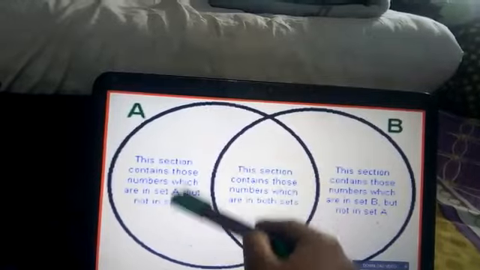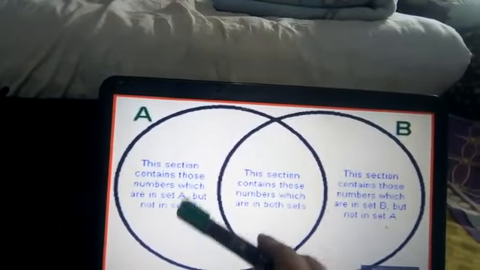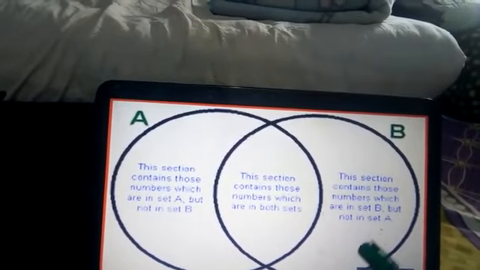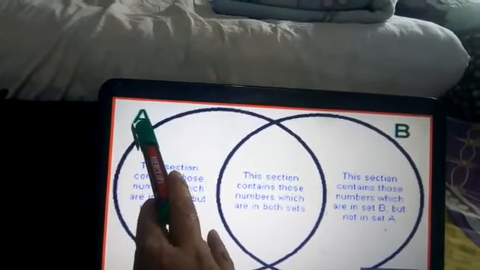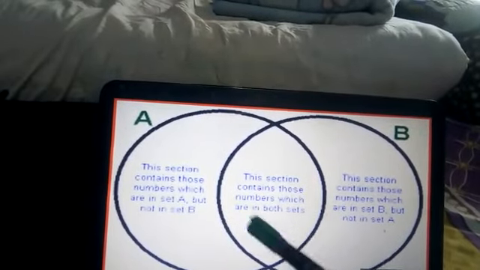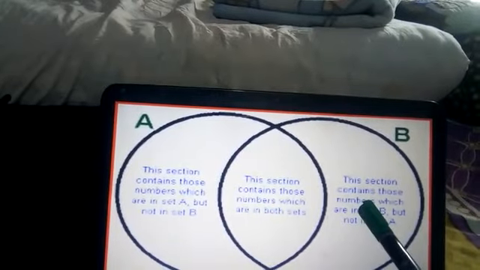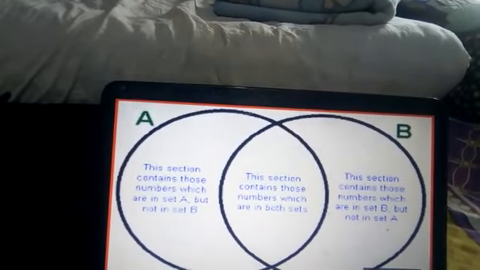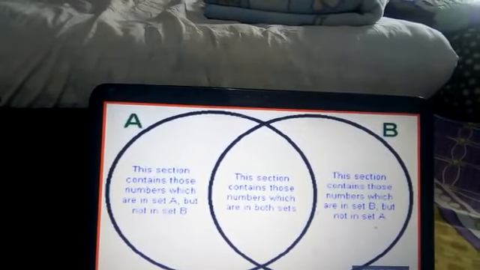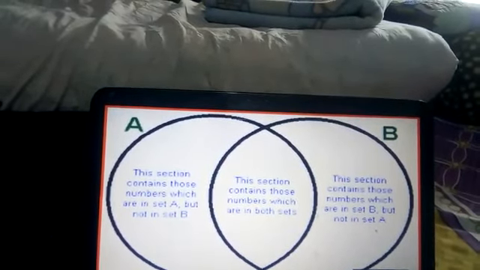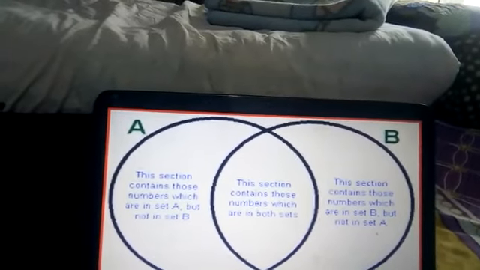This section contains those numbers which are only in set A, not in set B. And this section contains those numbers which are in set B and not in set A. This section is the one which contains the numbers which are present in both sets. Now, this section contains those numbers which are not in either set, and the remaining which do not match A and B will be written here in the universal set.